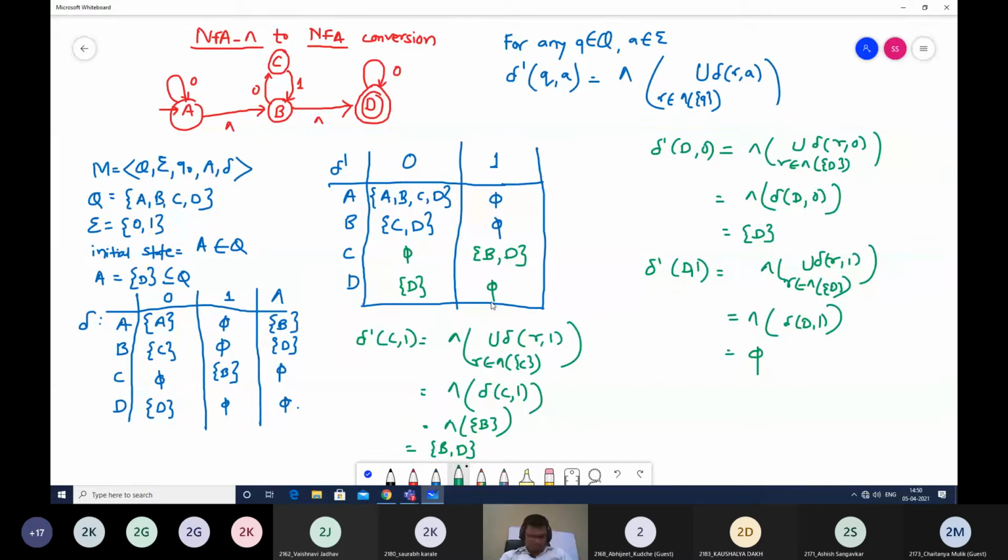Is it understood? So for every state and for every symbol from the alphabet, we have to calculate delta dash using the above formula. The same formula I have applied for all Q and A combinations.